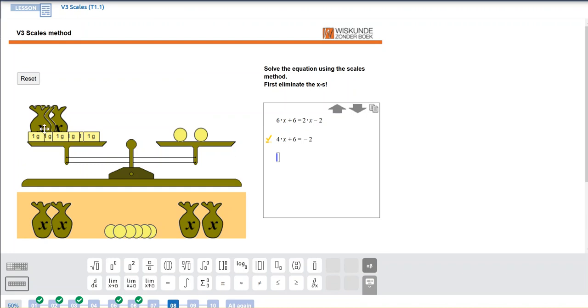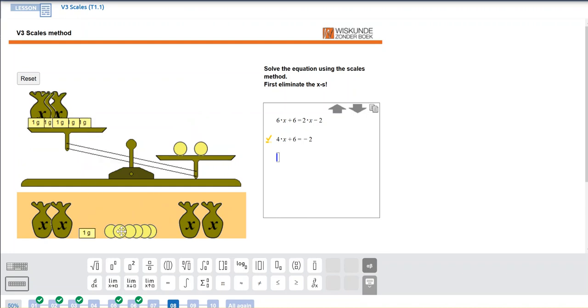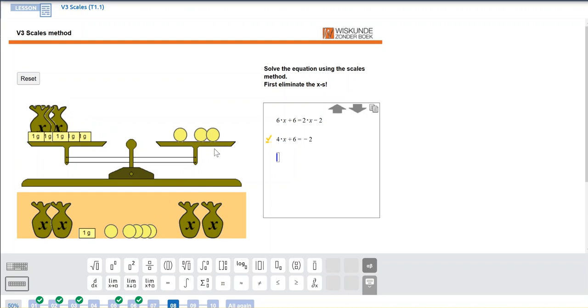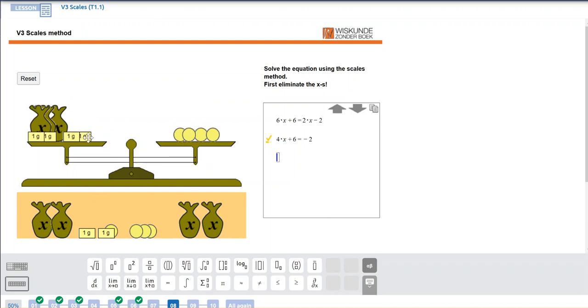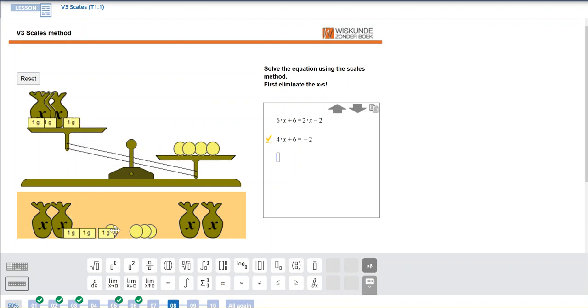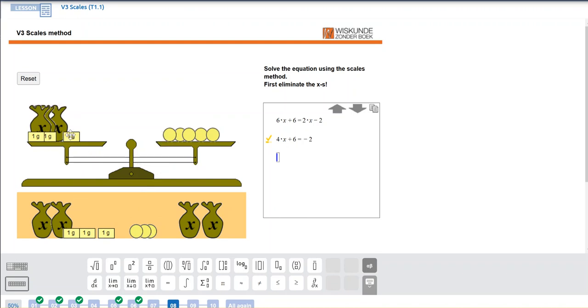Now, if I take away these 6 loose marbles on the left hand side, then I have to take away 6 loose marbles on the other side as well. I cannot do that because there are no marbles there, but what I can do is add negative numbers there. So taking away 1 here means I have to put 1 negative on the other side. And I can do that 6 times in total. And each time I do it, the scale will go back in balance.